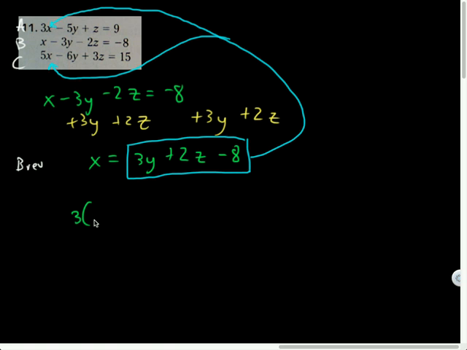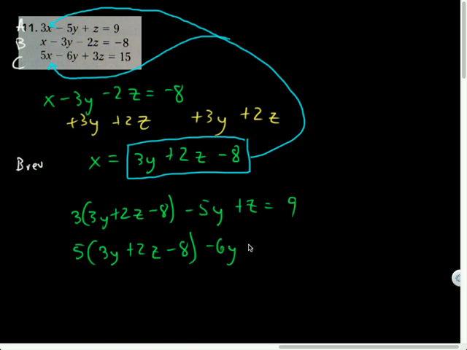So let's do that. So 3 times 3y plus 2z minus 8, minus 5y plus z equals 9. Oftentimes after you finish writing this part, you'll forget to include these guys over here. And for the other one, I'd have 5 times that expression, 3y plus 2z minus 8, minus 6y plus 3z equals 15. And now I don't know if you realize it yet, but I have a system of 2 equations and 2 unknowns, because these are all y's and z's. And we know how to solve this.